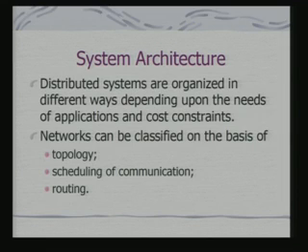So, what is the basic system architecture? Distributed systems are therefore organized in different ways depending upon needs of applications as well as cost constraints. And although we talk about the OSI model as a basic protocol abstraction model, networks can be classified based on scheduling of communication, topology that they follow, and the routing strategy that is adopted.